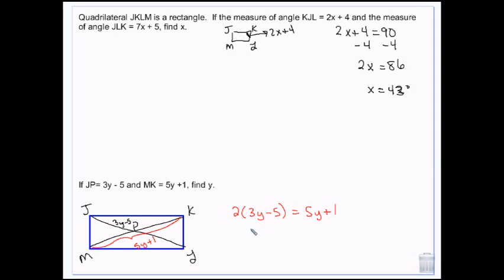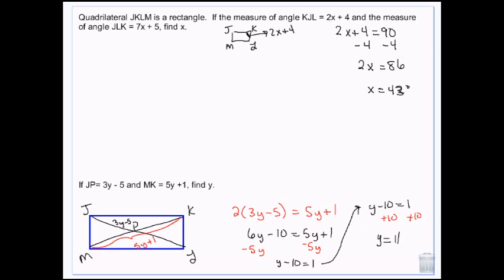Okay. So add 10 to both sides. And we get y equals 11.